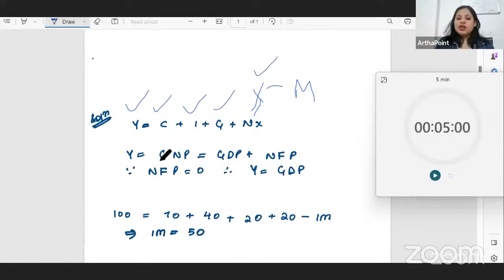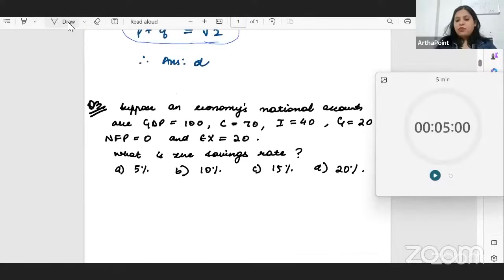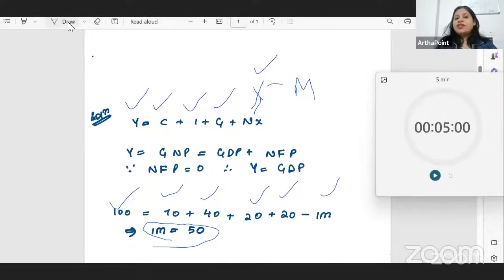Find the value of imports then. So I will just go ahead and do that. 100 is equal to 70 plus 40 plus 20 plus 20 minus import. Everything else is given to me: consumption, investment, government expenditure, and export. So from here, when I solve for it, I will get that import should be 50. First of all, try and understand that from the information, we are trying to find the value of import, and we are getting that imports should be 50.